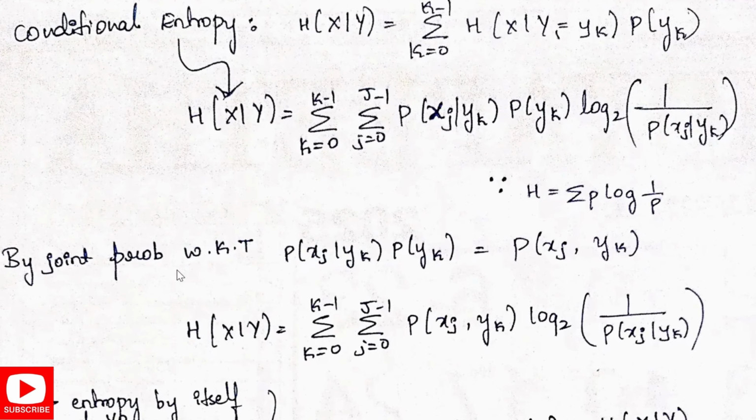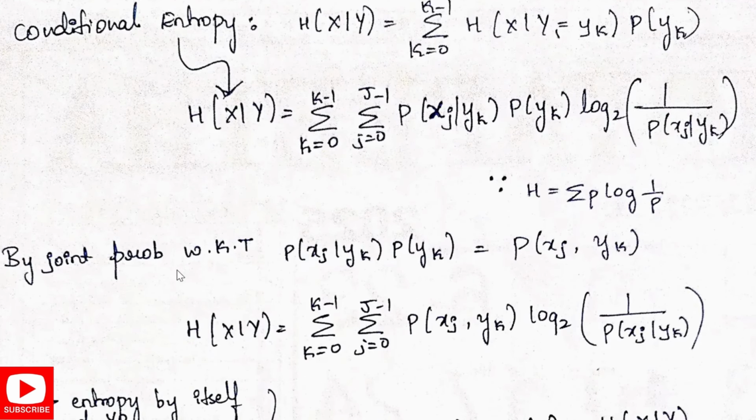Now, conditional entropy. We got this formula previously. So H of x given y can be written like this, because this summation of p log 1 by p is equal to H, and hence by using the joint probability we know this equation, and substituting it for this part we can write that as p of xj comma yk log of 1 by p of xj given yk.